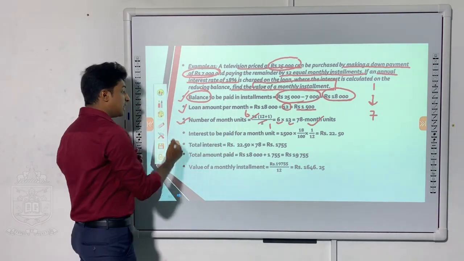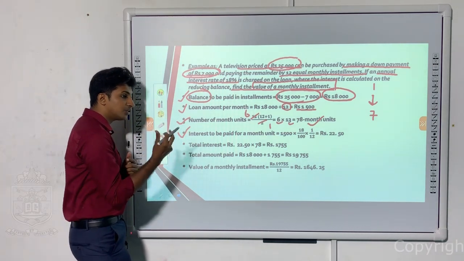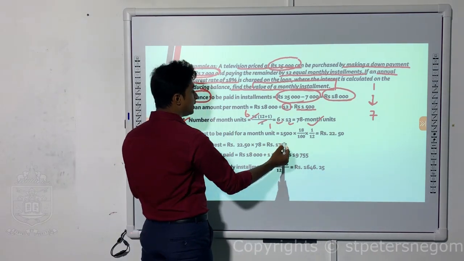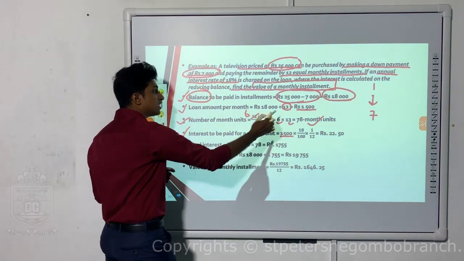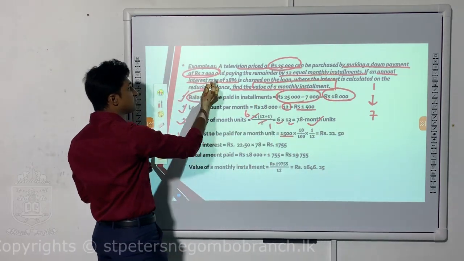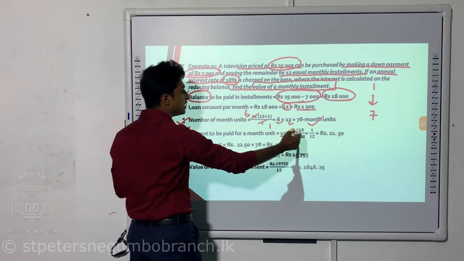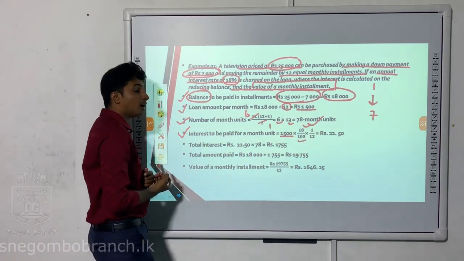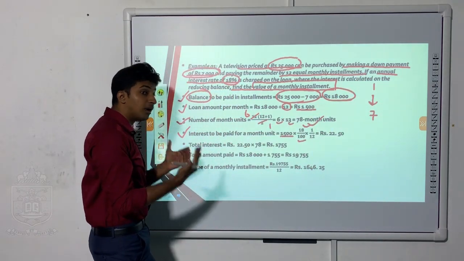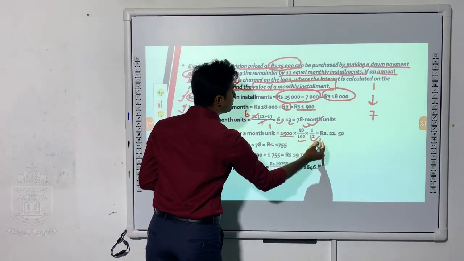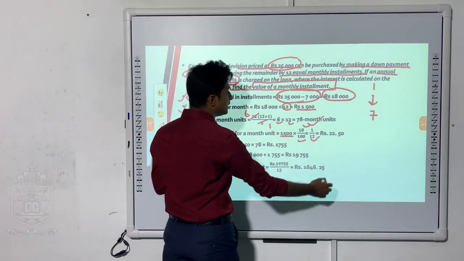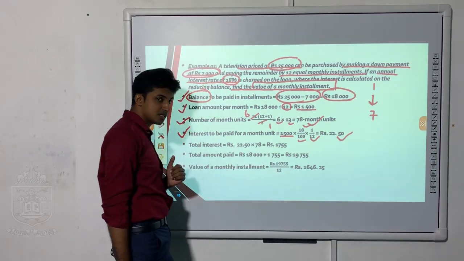Then the fourth step, interest to be paid for a month unit. For 1 month unit, what is the interest to be paid? So that is going to be loan amount per month, that is 1,500, into the annual interest rate of 18%. So 18 over 100, and this is given annually, so I have to bring it to a month unit. For that, I have to divide by 12, that is multiply by 1 over 12. Then I will get the answer, rupees 22 and 50 cents.